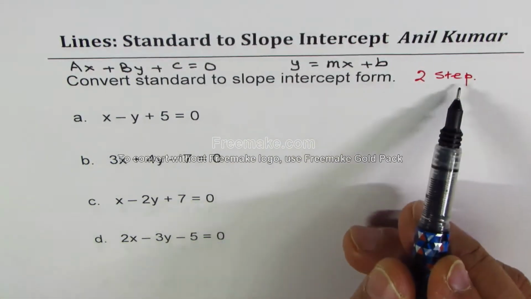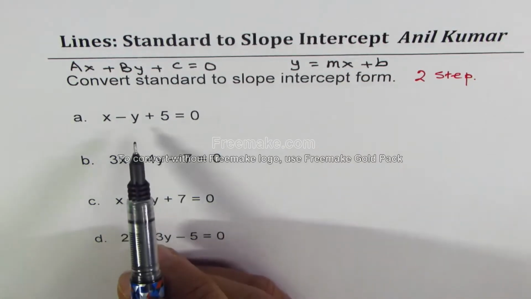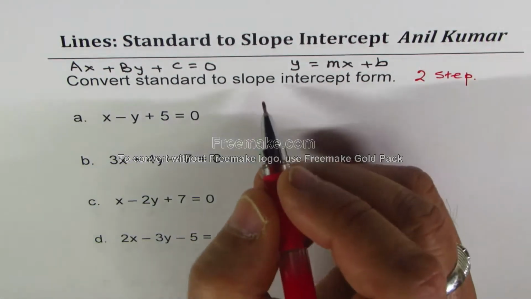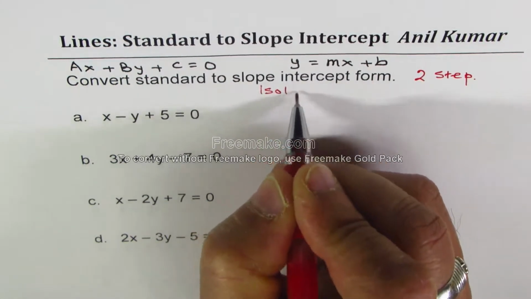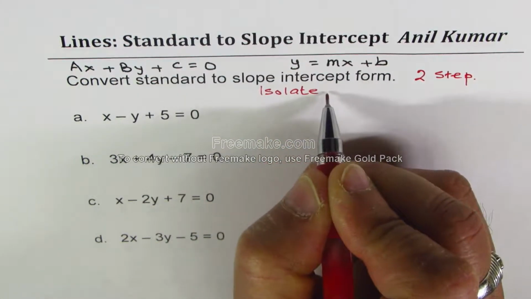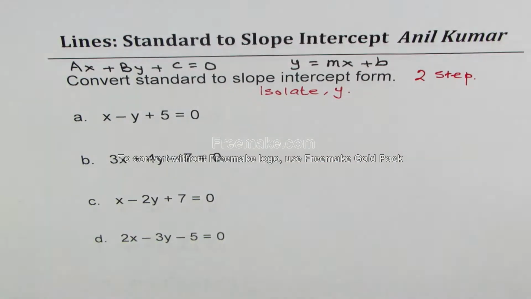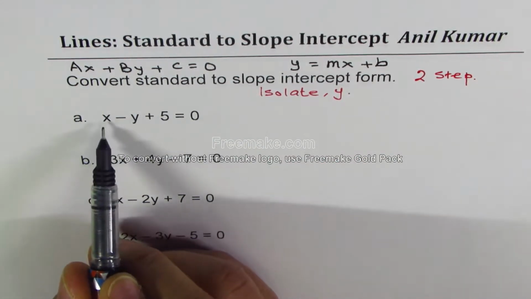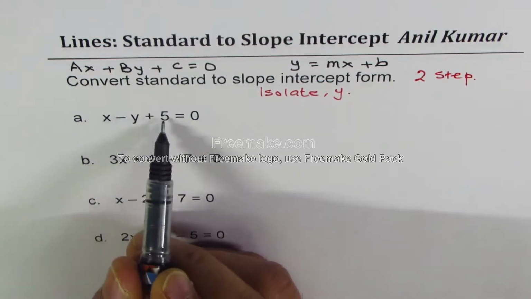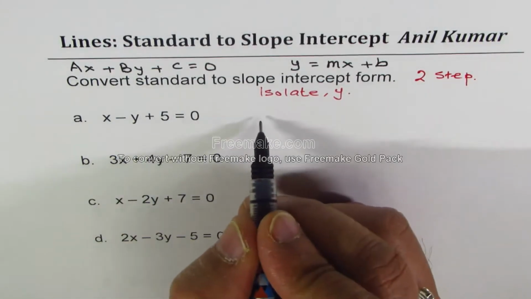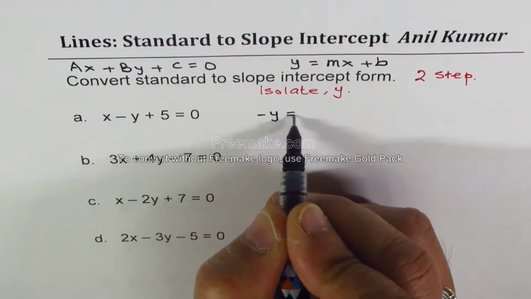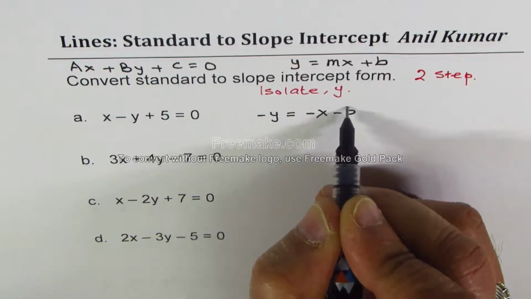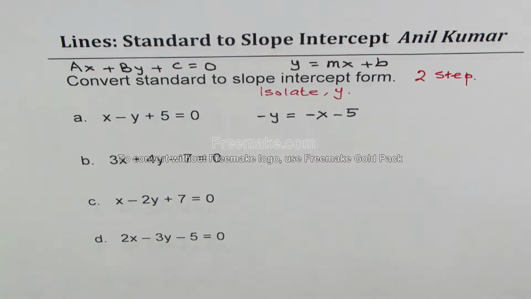I'll do it in two steps. The first step is to isolate y, the variable y. So we have minus y here. The other terms are x and plus 5. We'll take them to the other side. So we get minus y equals minus x minus 5, correct? So that is the first step.